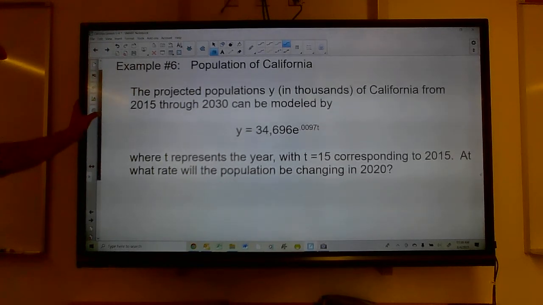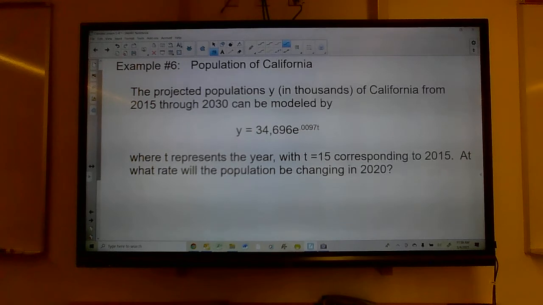Okay, population of California. So the projected population in thousands, y is in thousands here, be really careful of that, of California from 2015 through 2030 can be modeled by y equals 34,696 times e to the 0.0097 t, where t represents the year and t equals 15 corresponds to 2015. At what rate will the population be changing in 2020? Okay, so since we want to know the change, we need to take the derivative of that thing.